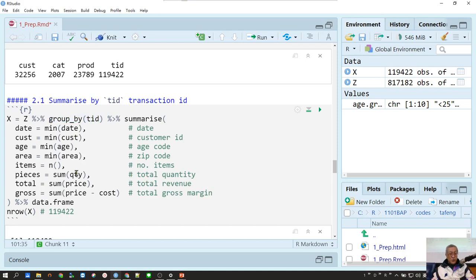Now, this is the number of items. This is the number of pieces, the total amount, and what is this? The gross profit, right? Gross profit.